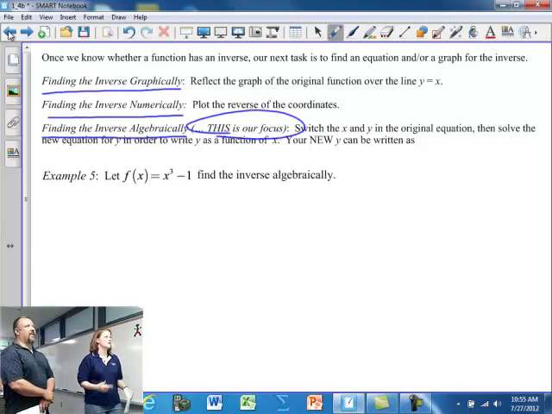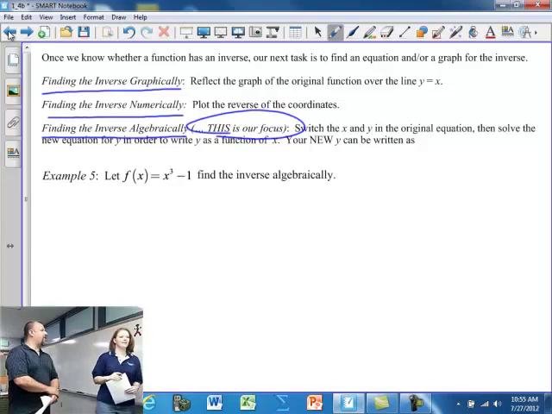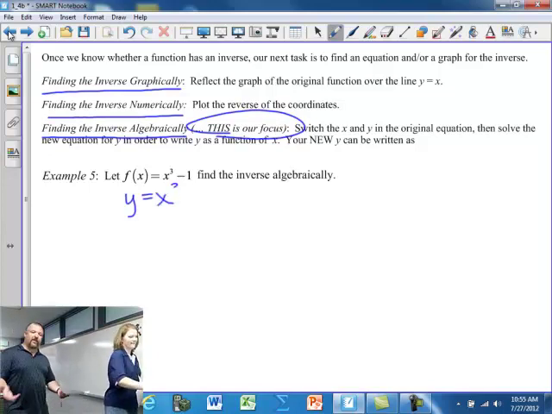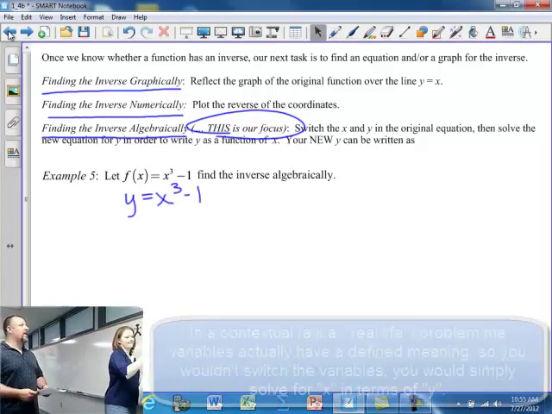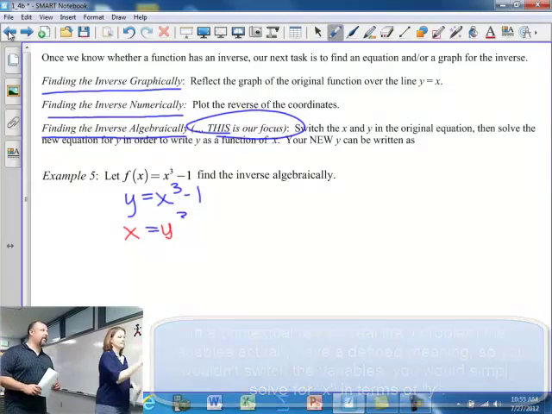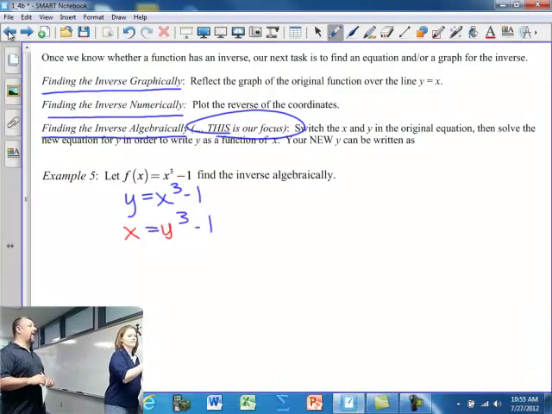We need to focus on algebraically, and you've done this, okay? So we're going to switch x and y. So we start with replacing the f of x with y, y equals. Then we switch them. Everywhere the y is turns into an x, every x turns into a y, because all an inverse function does is switch the domain and range of a function, or switch the x and y coordinates. Okay? Now we just have to solve for the new y.